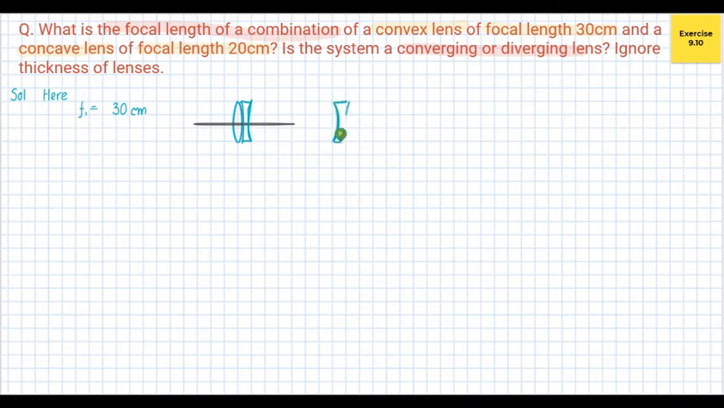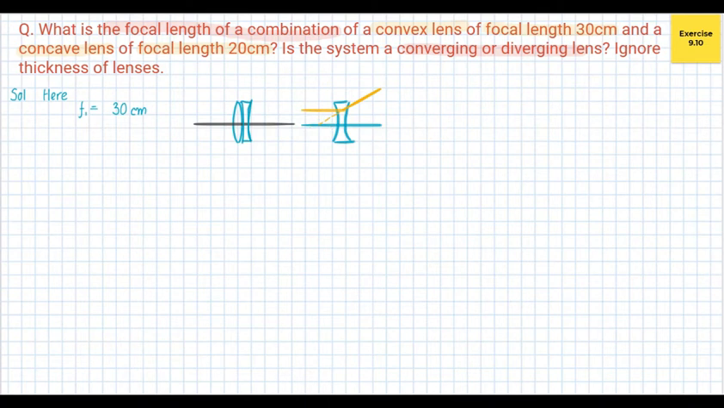When light falls on this concave lens, what happens? After refraction, the light moves away. It bends away from the normal. If it bends away from the normal, it seems to be diverging from this particular point. In that case, you will have a diverging lens. So your concave lens is a diverging lens.